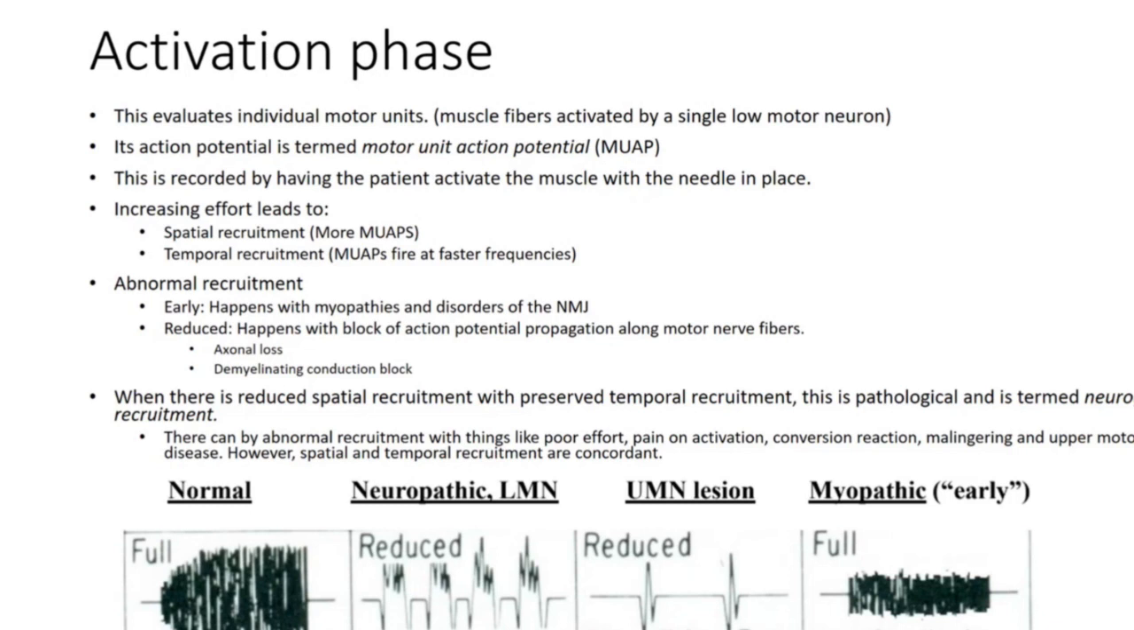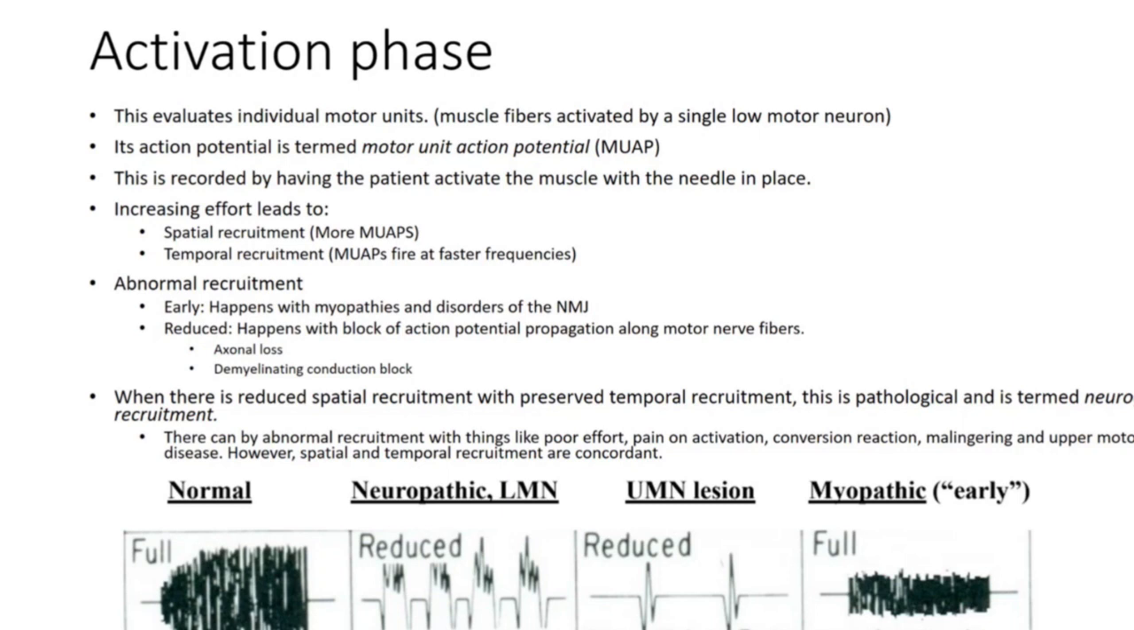And so if you look at the bottom of the screen here, this is called the interference pattern. And what I'm pointing out is that in a normal person, when they're giving full effort, it'll start off small, and it'll get faster and bigger and more depolarization. And so it's just one big mess on the screen. And that's a normal interference pattern. That's normal recruitment. That's what a normal person will do.